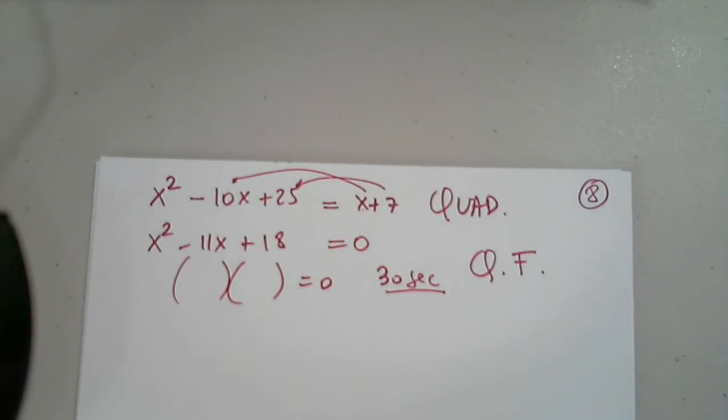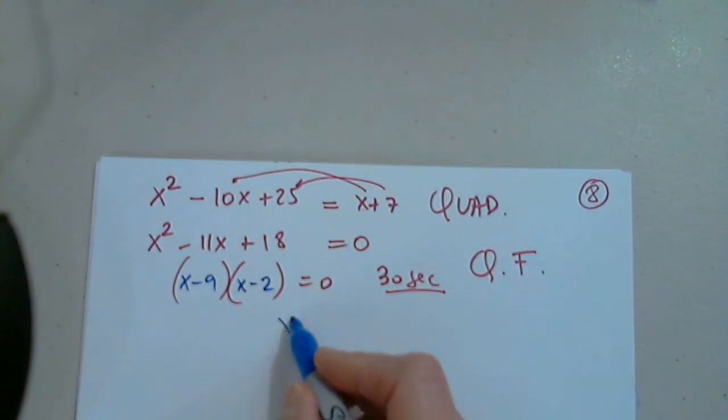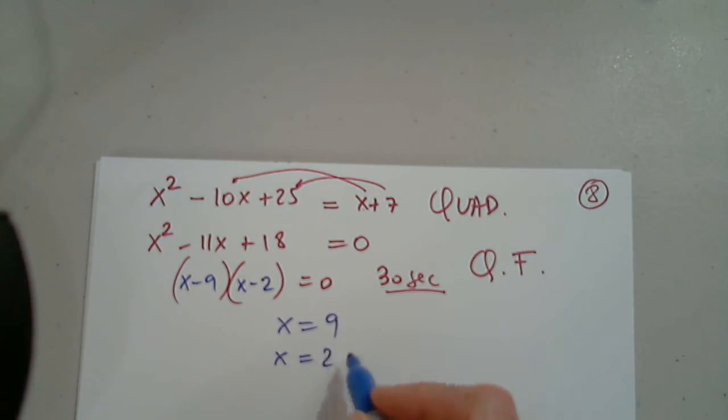Unless I'm told you have to factor, but no one will force us to factor. If we don't want to, we can use the quadratic formula. So x minus 9, and then x minus 2. Excellent. So then x equals 9 and x equals 2.